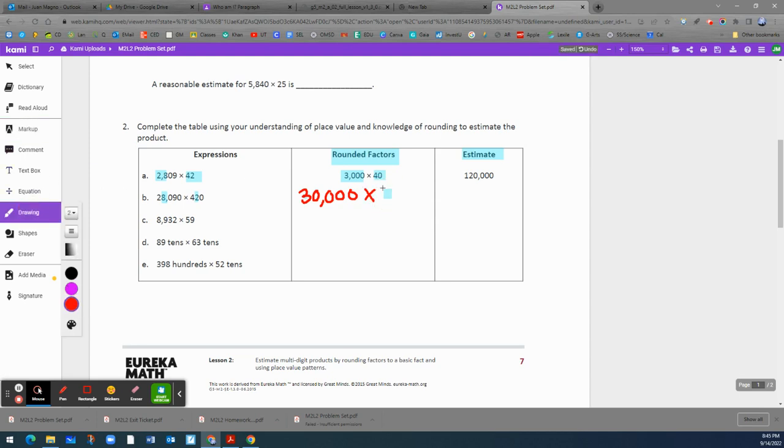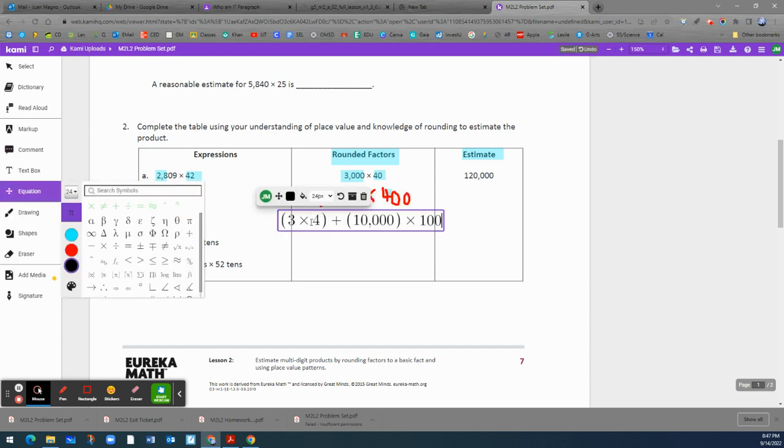And if I can get my tool here, 400. So what is 3 times 4? That will be 12. Okay. Then we have how many zeros? 4. That's 10,000 times 100 will equal, I think, 1 million. Let's see. 1, 2, 3, 4, 5, 6. That will be 1 million. So we're going to add this. 1 million times 12, that's going to be 12 million. So we're going to add the zeros. 1, 2, 3, 4, 5, 6.